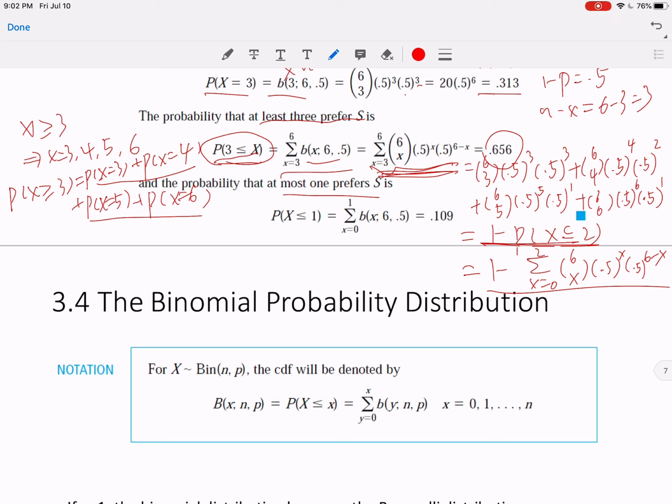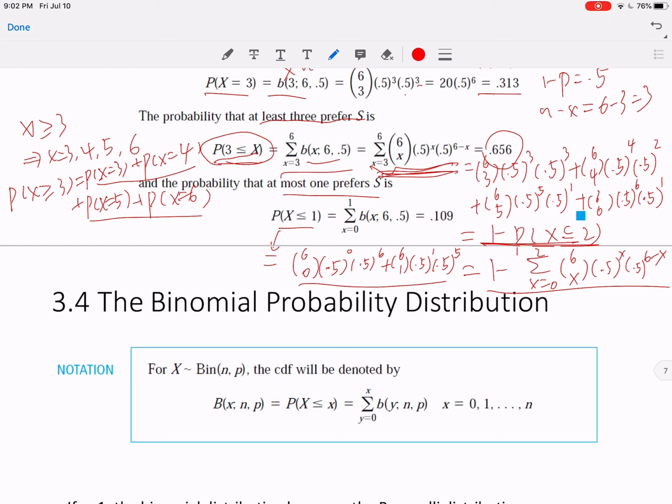So what does "at most one prefers x" mean? That means x is less than or equal to 1, right? If x is less than or equal to 1, that means x could be 0 and x could be 1. So actually this is equal to x is equal to 0, 6 choose 0, 0.5 to the power of 0, times 0.5 to the power of 6. And then plus 6 choose 1, 0.5 to the power of 1, 0.5 to the power of 5.